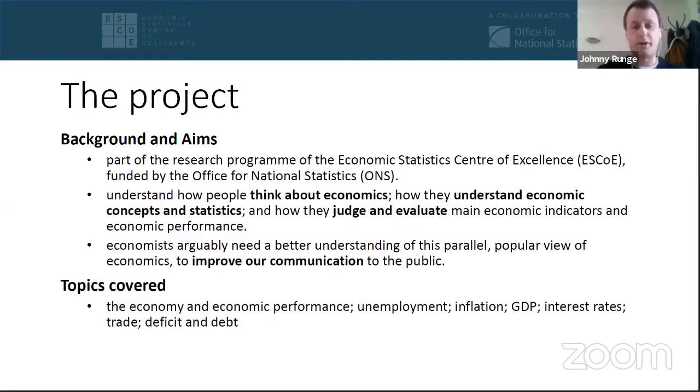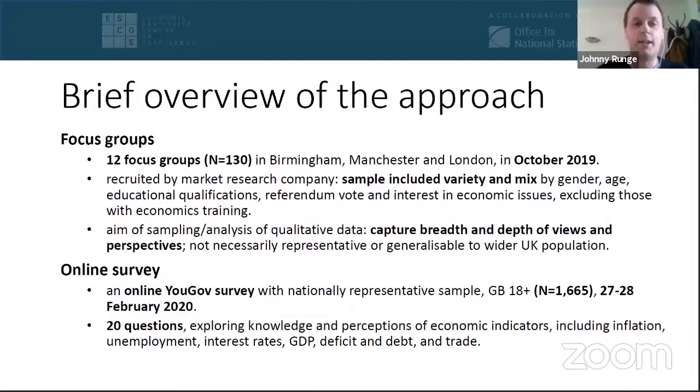Today I'll look at some of our broader findings and maybe also get into some of the findings on unemployment or inflation, but I'll encourage you obviously to look at the report online as well to get some more in-depth insights. So what did we do? We did 12 focus groups with 130 people in pre-COVID times. And the sample included a mix and a variety of different people. But it's important to say that with this kind of sampling and analysis of qualitative data, your aim is to capture the breadth and depth of views and perspectives within the population, it's not necessarily to be representative or generalizable to the wider UK population.